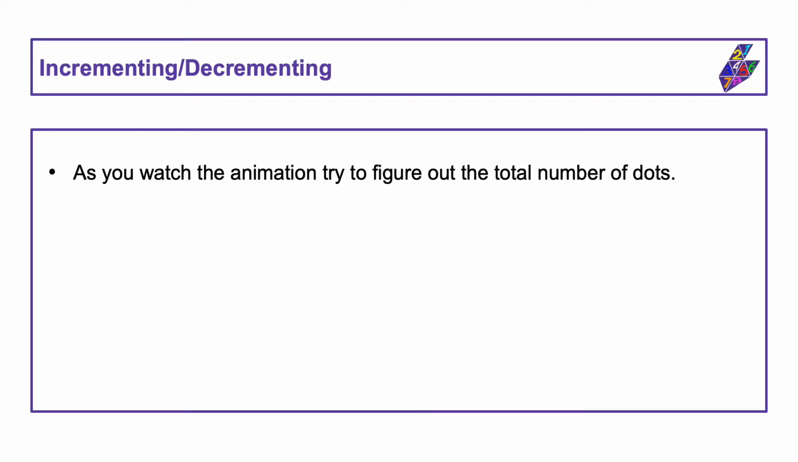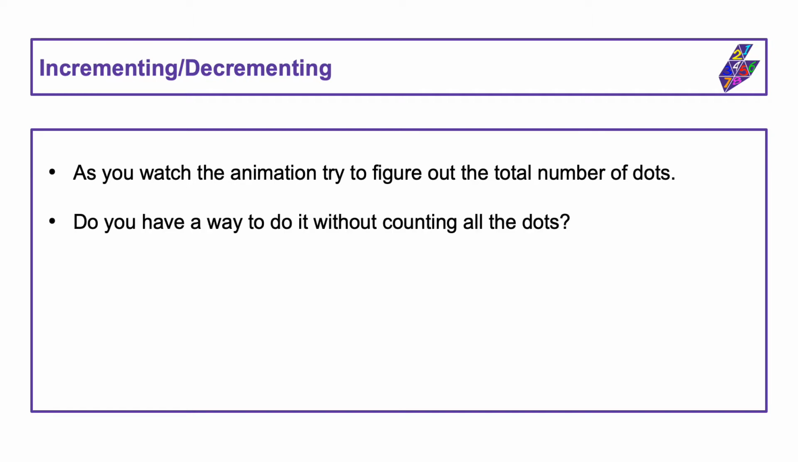As you watch the animation, try to figure out the total number of dots. You could either do this out loud together or silently in your head, sharing your ideas at the end. If you do the counting silently in your head, compare your strategies for counting with others at the end. Do you have a way to do it without counting all the dots?